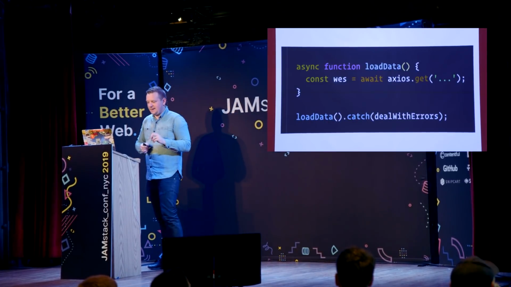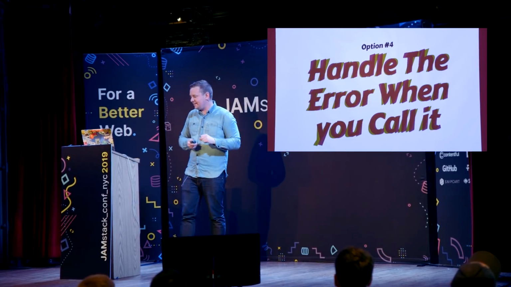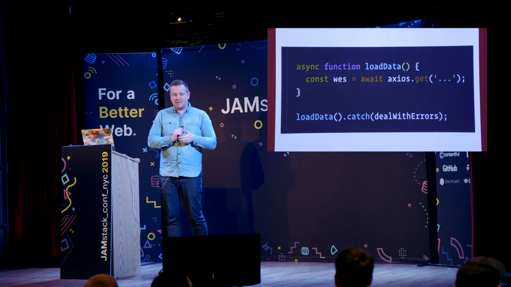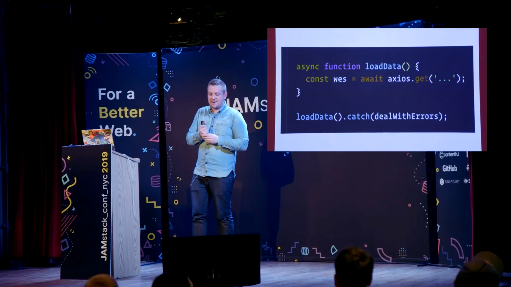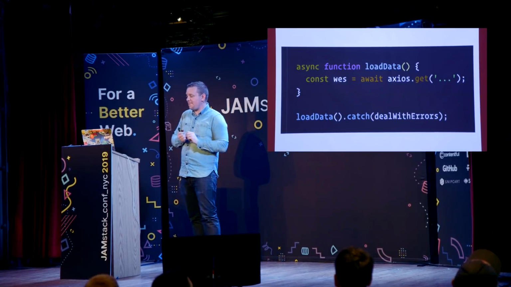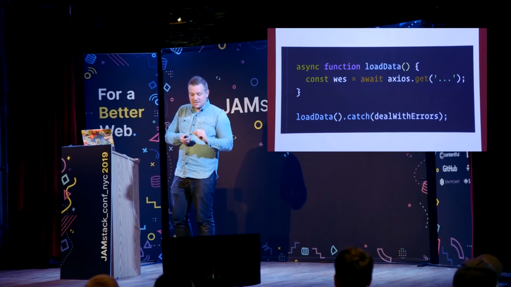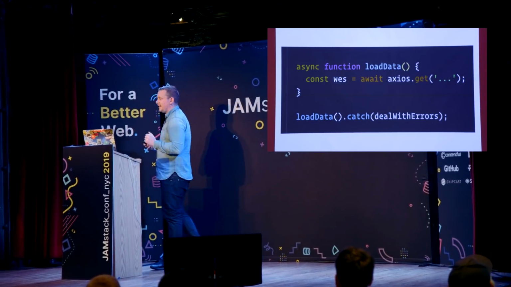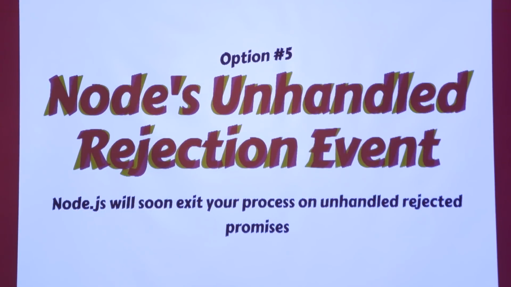The next option that we have here is handling the error when you call it. So this is what I do in most of my use cases. So you have a function, you go ahead and live your life inside of that, and then when you run that function, you can tag a .catch onto the end. And that's really cool because, again, async functions return promises, so you can tag a catch on the end and deal with it. Final option here is Node's unhandled rejection event.